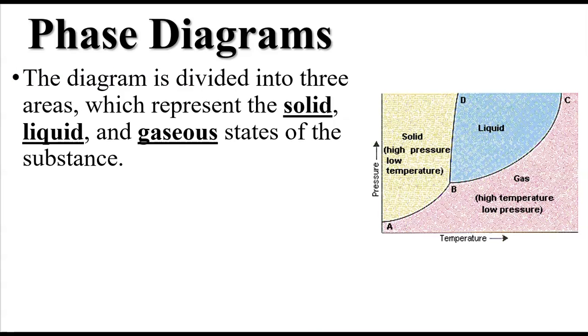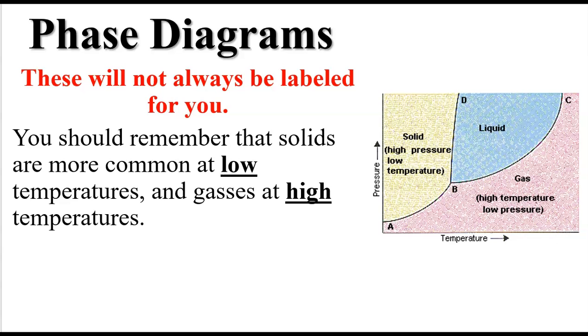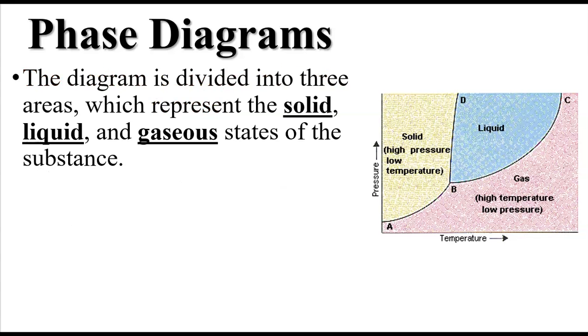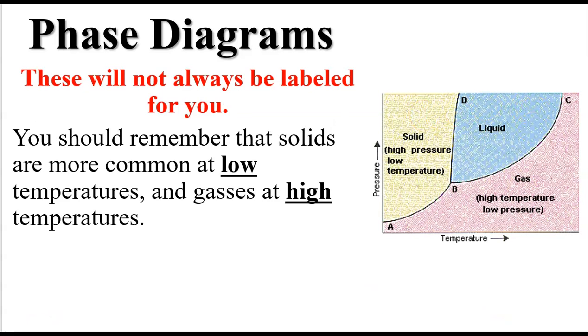These diagrams are always divided into 3 areas, which represent the solid, liquid, and gaseous state of the substance. These will not always be labeled for you, so you really want to make sure you've got them labeled: solid, liquid, gas. One good way to remember these is to know that solids are more common at low temperatures. So over here, since your temperatures are on the x-axis, there's a low temperature. And gases are more common at high temperatures. So if we go to the end of the x-axis, that's where your gases will be. The liquids are just kind of right in between. So that can help you remember where these are.